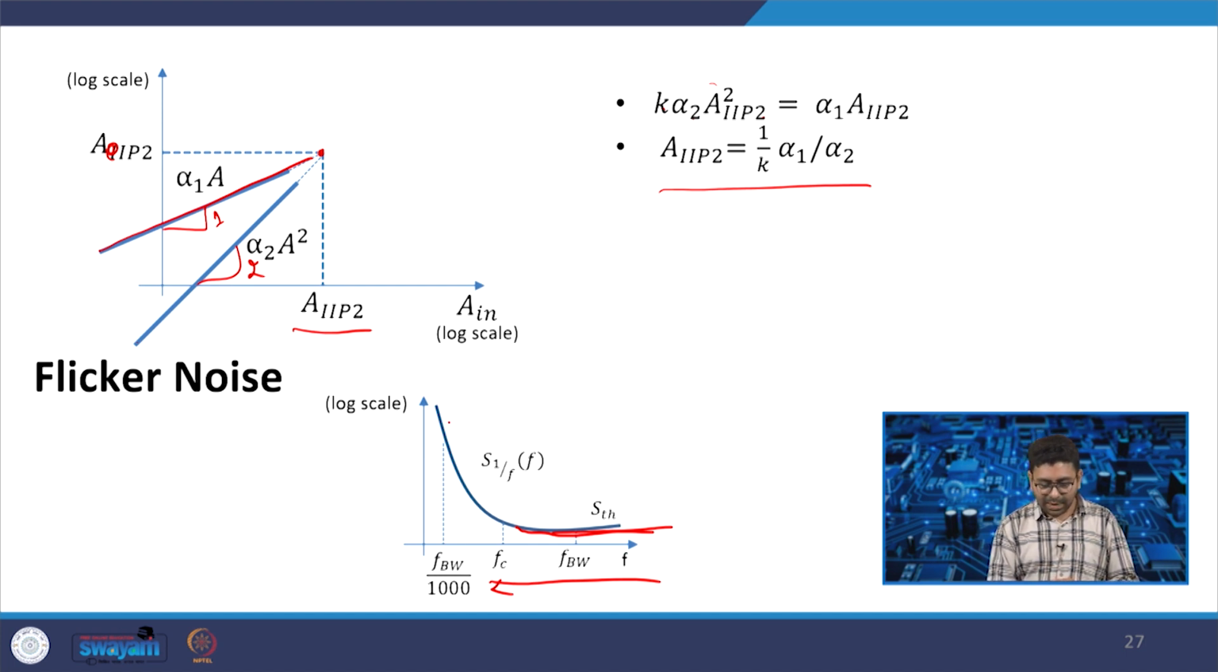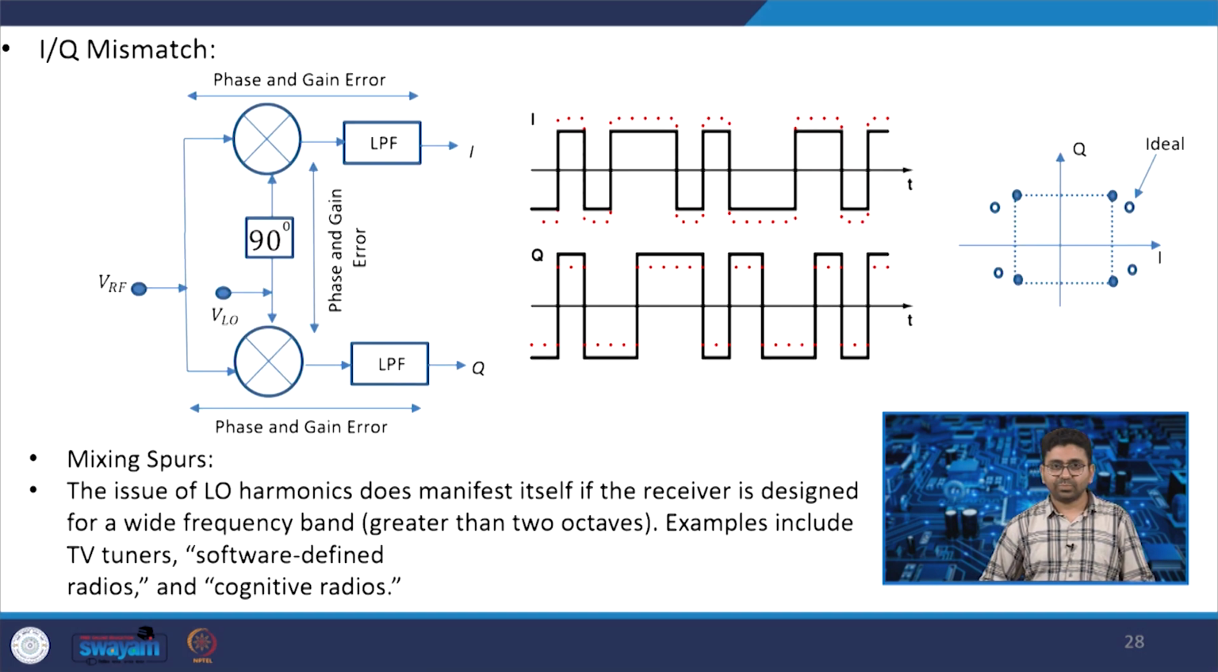But if your IF range is below the corner frequency, or if this bandwidth by 1000 point is shown, then there is very high noise, and we need to get rid of this flicker noise. That is important while designing the direct conversion receiver architecture. So, flicker noise is also significant when we design the direct conversion receiver architecture.